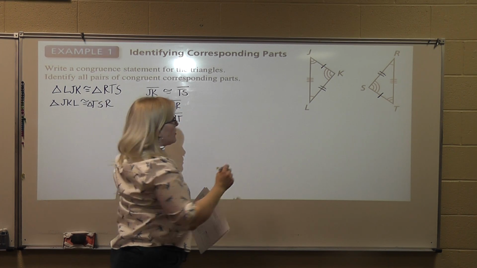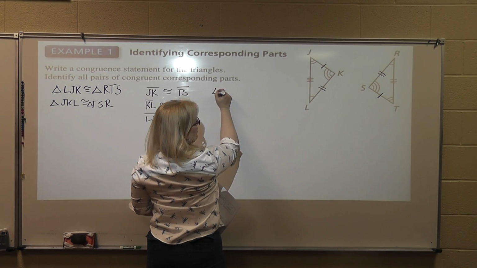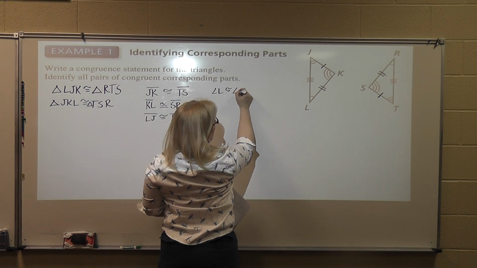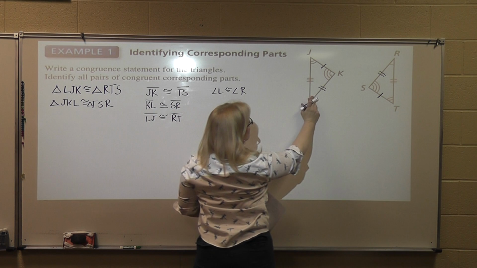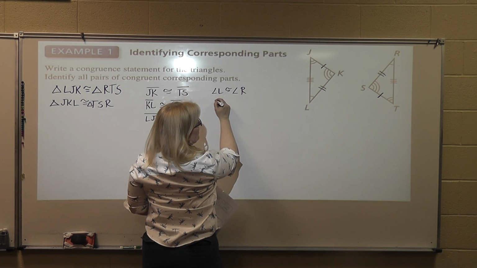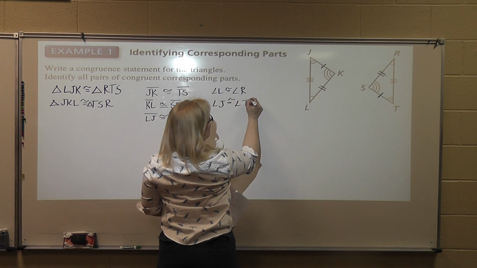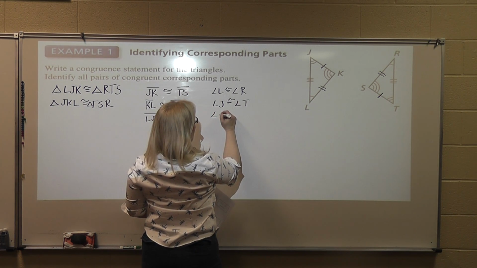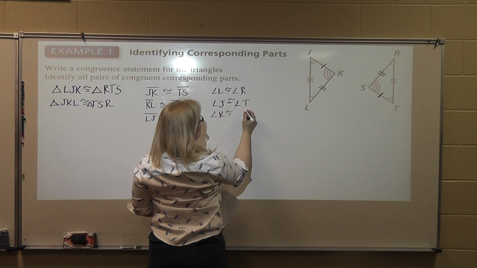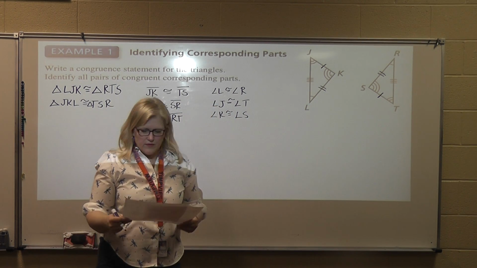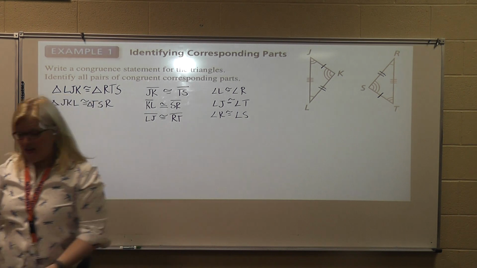And then the angles, we have angle L is congruent to angle R, right? Because of 1 and 1. We've got angle J is congruent to angle T. And we have angle K is congruent to angle S. All right, we'll do the next example in the next video.